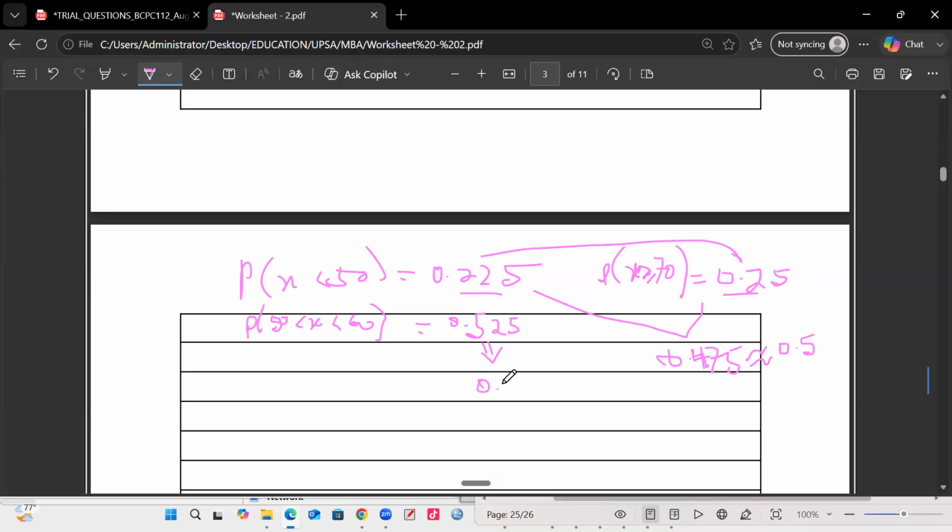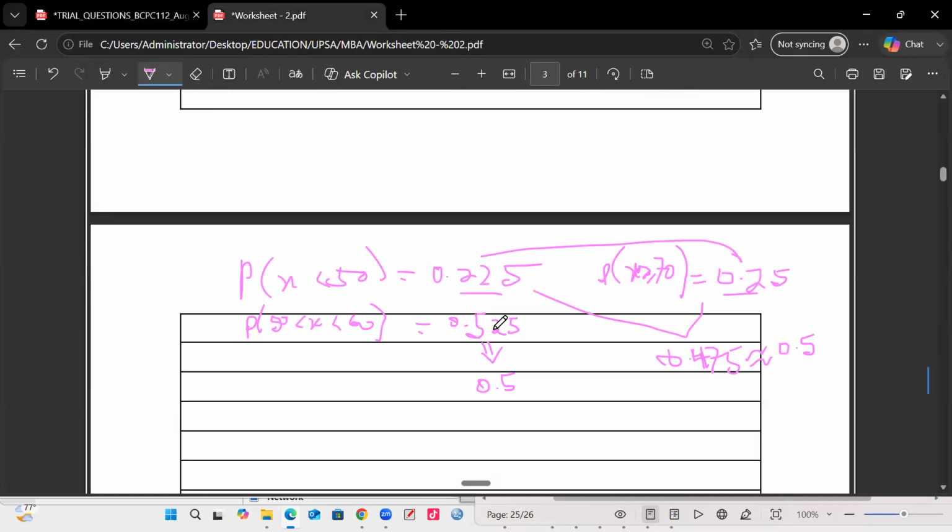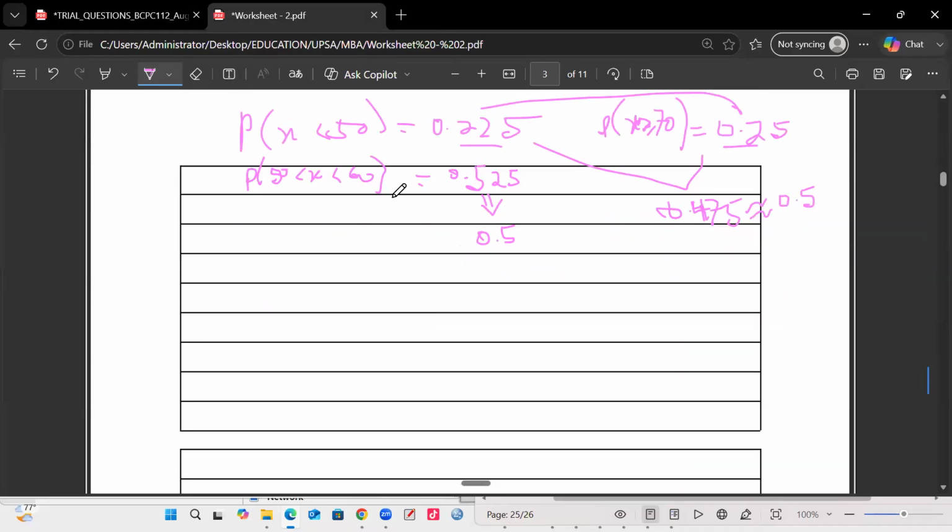0.5. Good. So when the question says that, also explain what the probabilities obtained in D suggest about the production performance, they want to see whether it is following a certain pattern. So between means in the middle, we have this. And here, look at this. This is less than, right? Yes. So it's something like this. The normal distribution you read.